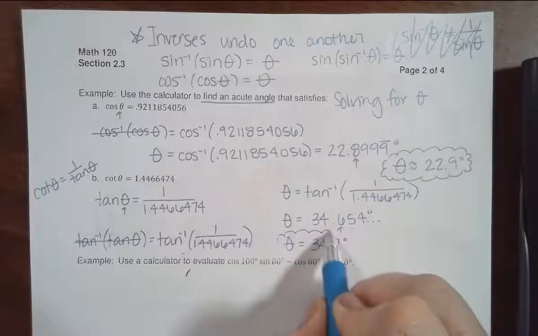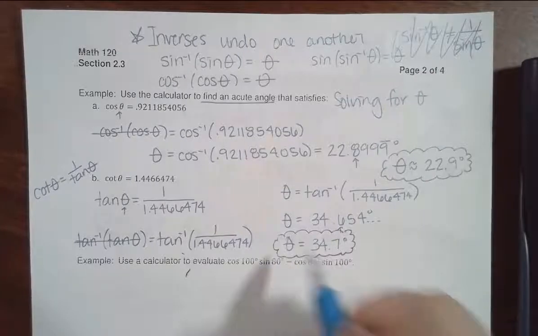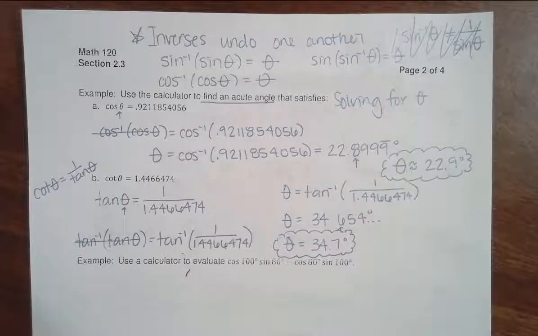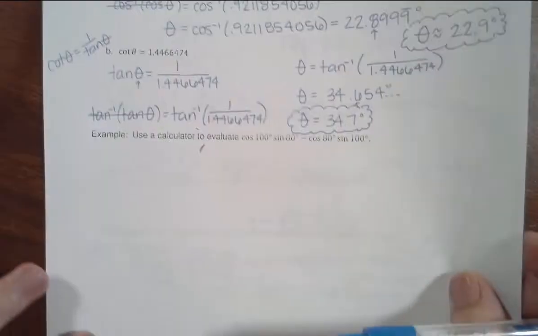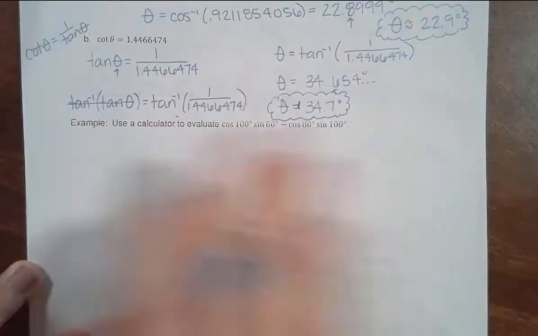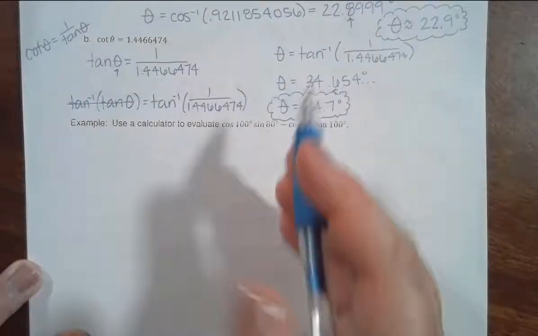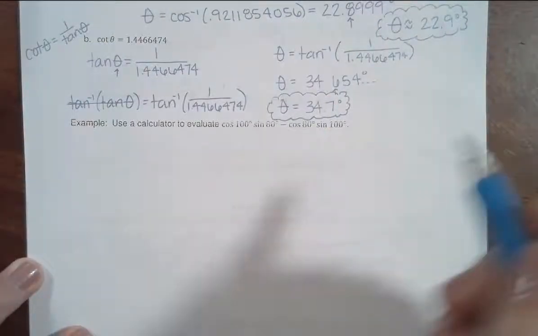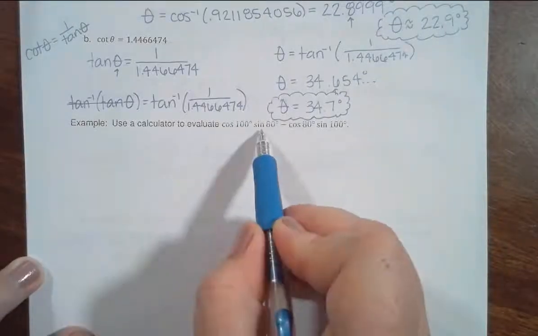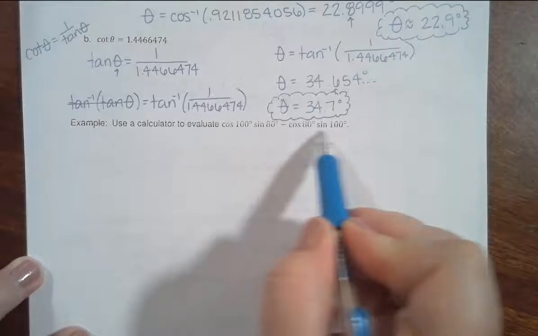Okay. All right, I want to show you one more, and then I'm actually going to give you a practice problem, and then we're going to quickly look at grade resistance and radar speed. Okay. All right, so just another example of using a calculator to evaluate. I just want to show you how to type these things in. Okay, so this wants us to evaluate cosine of 100 degrees, sine of 80, minus cosine of 80 degrees, sine of 100. Okay, you should be able to type this all in one step.